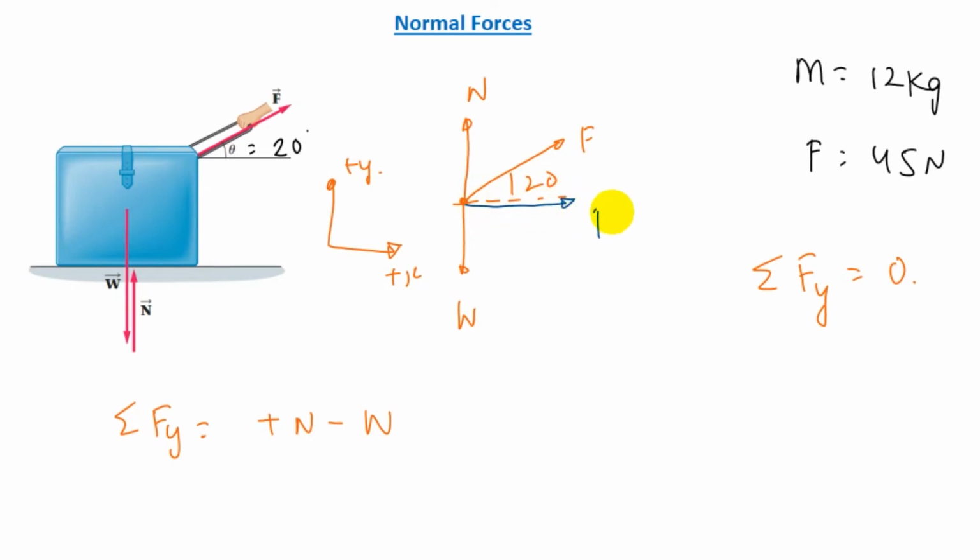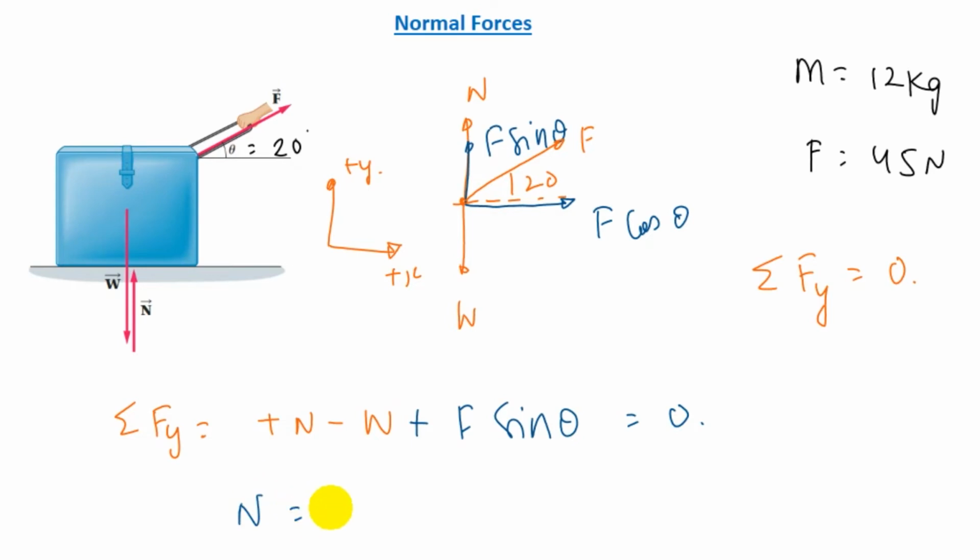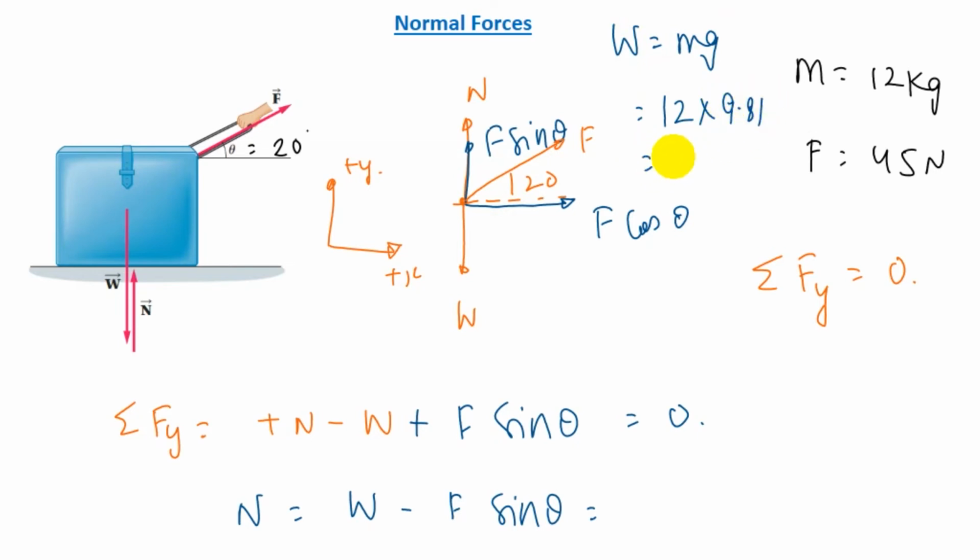This is F cosine theta and this is F sine theta. So in the vertical direction we have plus F sine theta. These are the net forces, and this equals 0. Now from here the normal force would be equal to W minus F sine theta. Now the weight, mg: mass is 12 kg and g is 9.81, so this weight is equal to 118 Newton.